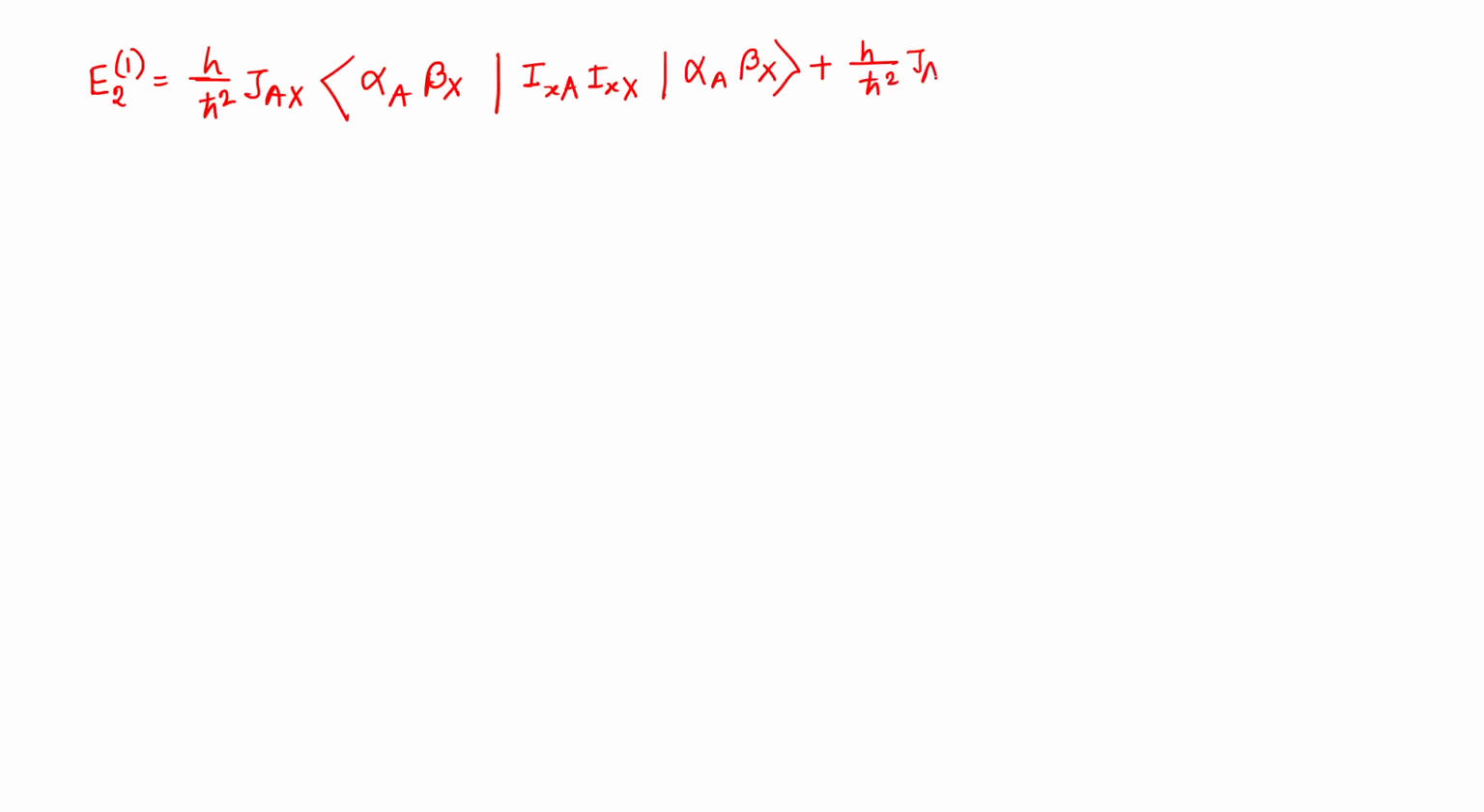That is h by h cut square JAX, then it is IYA, IYX, alpha A beta X, plus another term would be h by h cut square JAX, alpha A beta X, IZA.